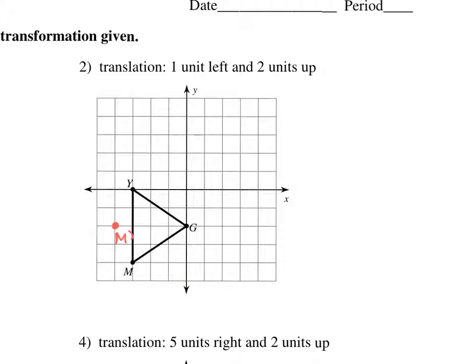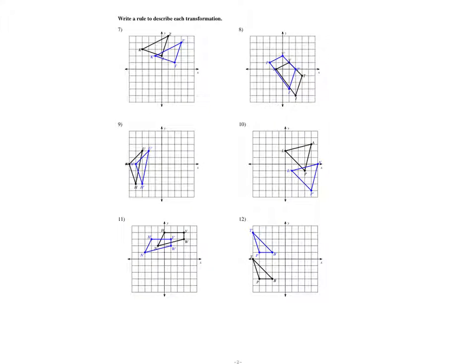Same thing for G. We're going to go 1 left, 2 up. And for my Y, 1 left, 2 up. Connect your dots. And you can see if I just took the image as a whole and shifted it to the left 1, up 2. I'm going to go ahead and take a look at the back page.